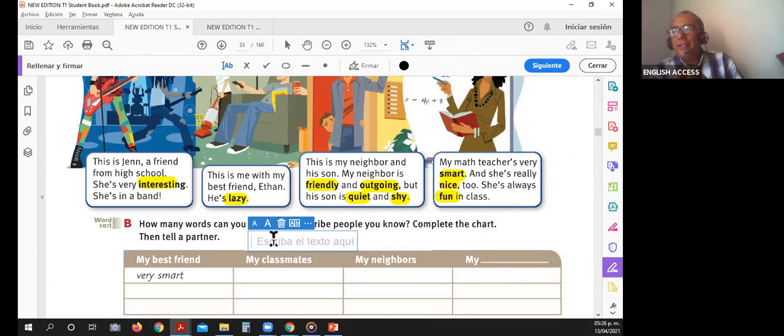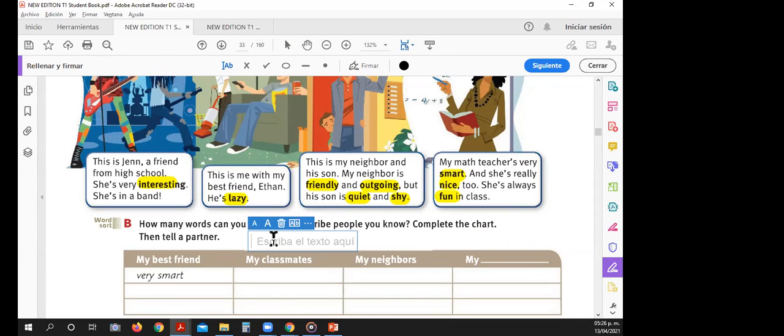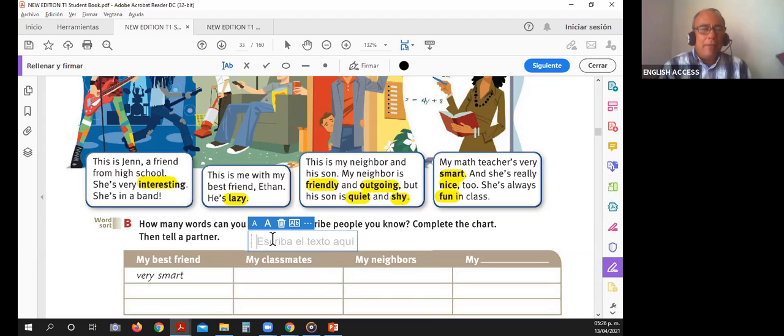Interesting, lazy, friendly, pretty. Okay, that describes the physical appearance. But here, these adjectives describe personality. Let me, for example, smart. You cannot see if someone is smart, but you listen to that person, you talk with that person, and then you say he's smart or she is smart.